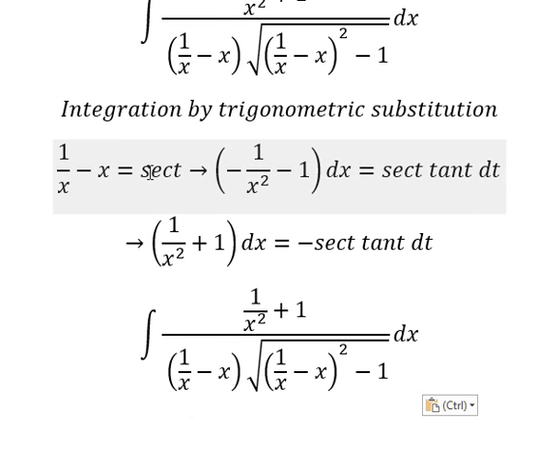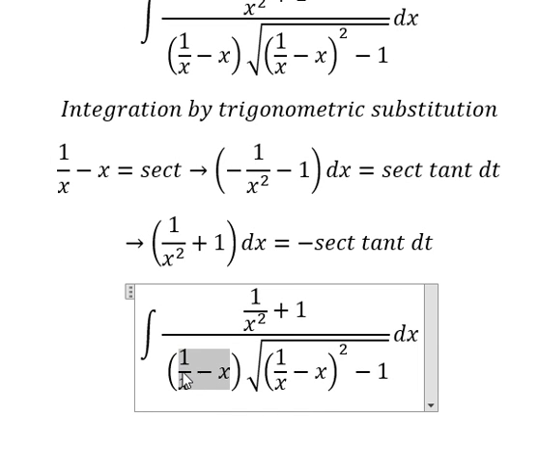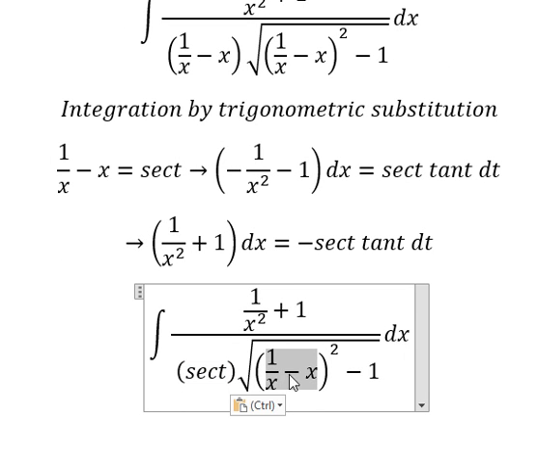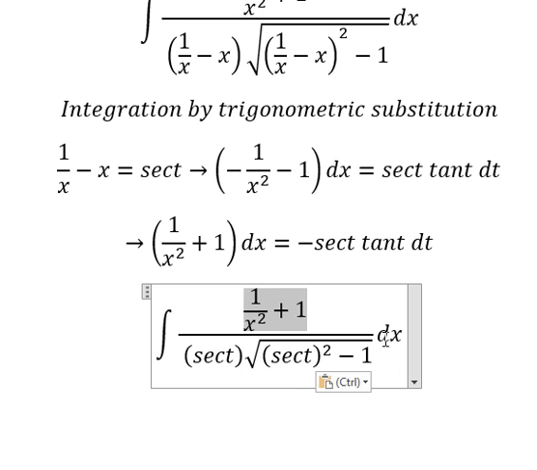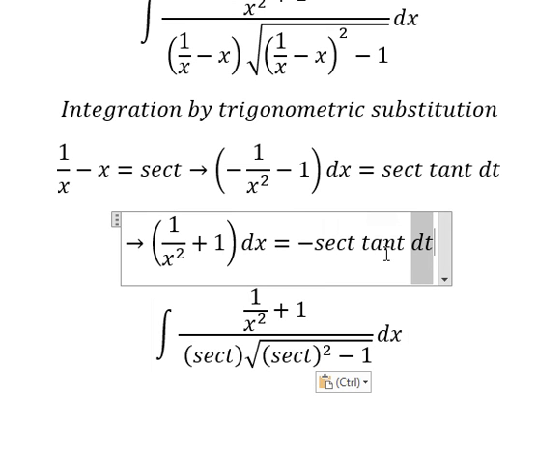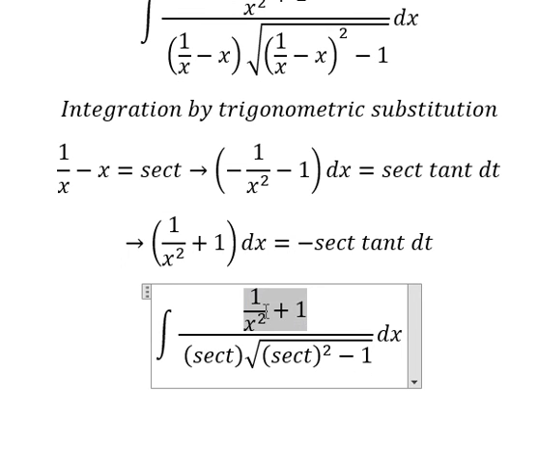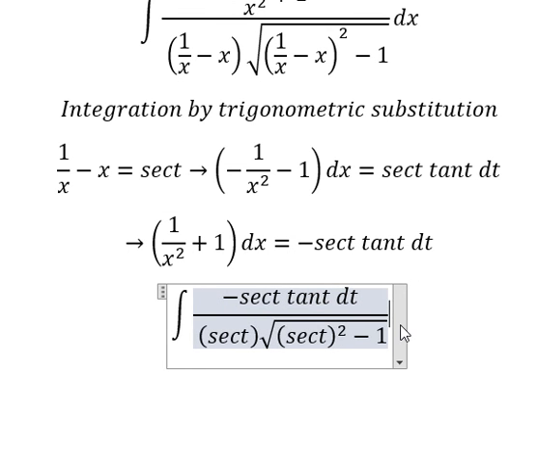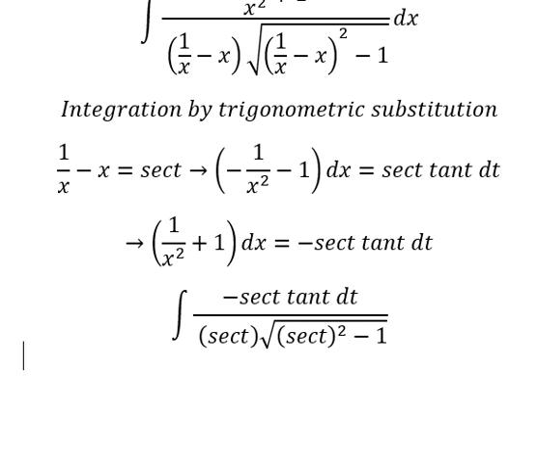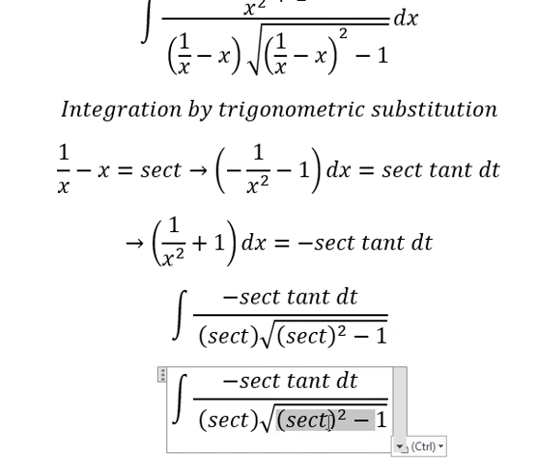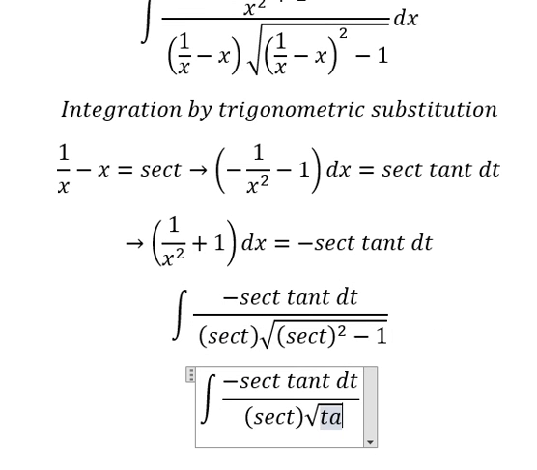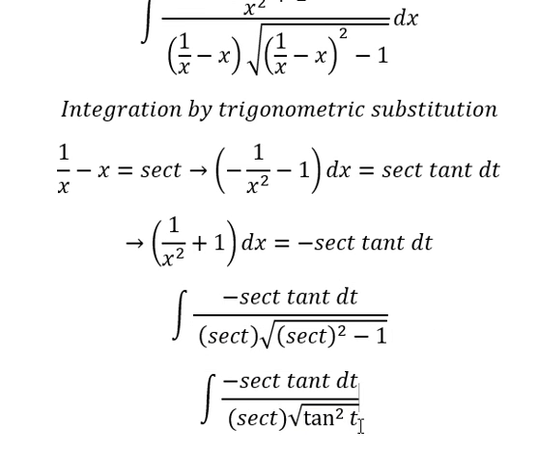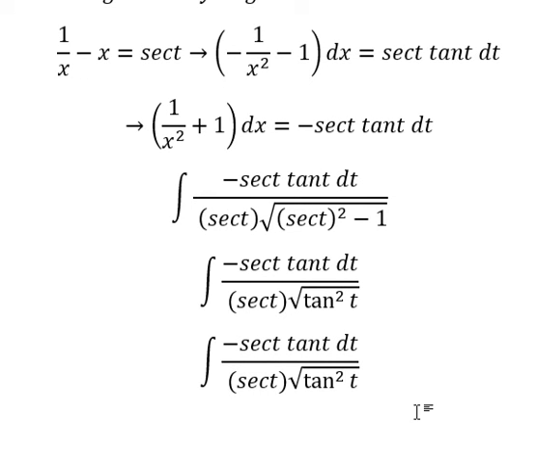So this one I will put in here. This one I will put in here. This one with the x we change by this one. This one we change by tan t squared. The square root of tan t squared, we have tan t.